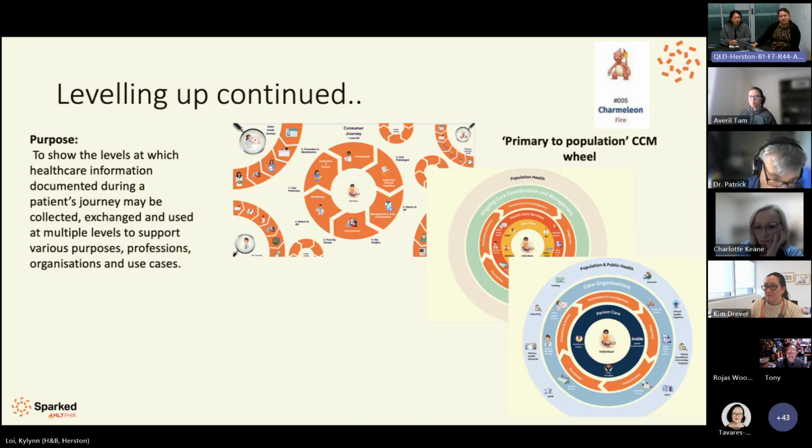Similarly, with the primary to population data wheel, it was just to try and show where the information that's collected during a patient's journey might be exchanged and used at multiple levels. And again, this is in draft. We still need to refine and land on a final version for these items.